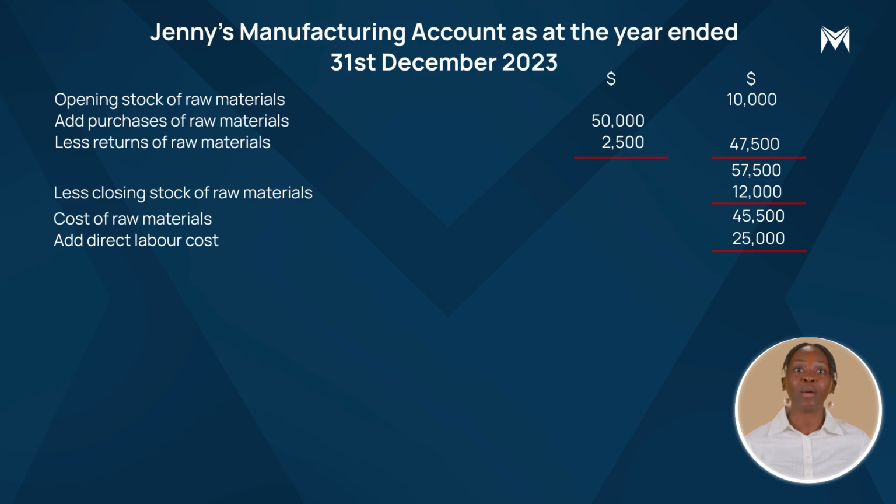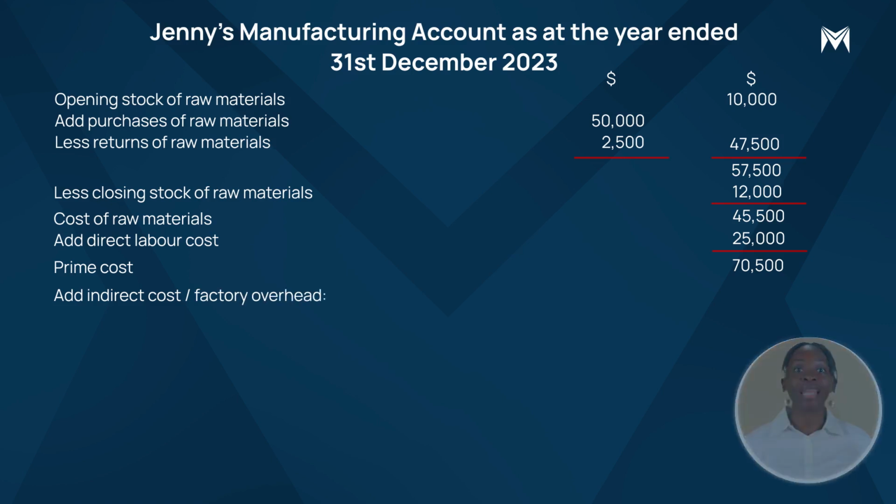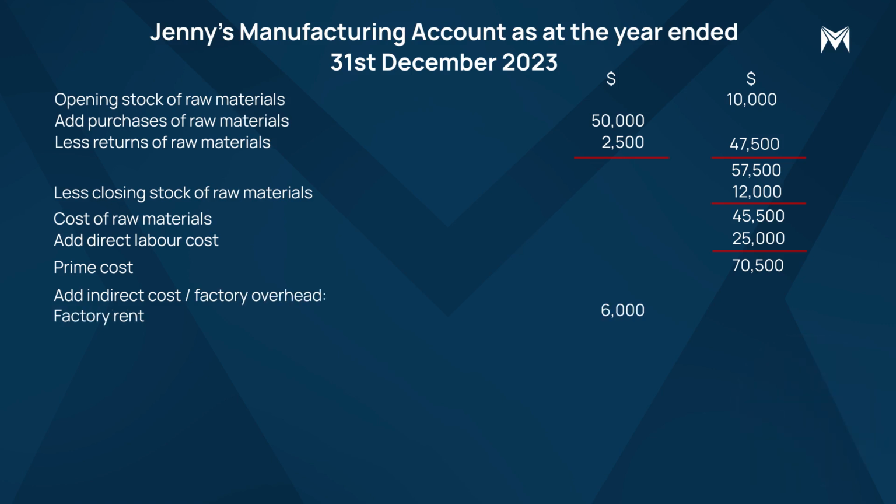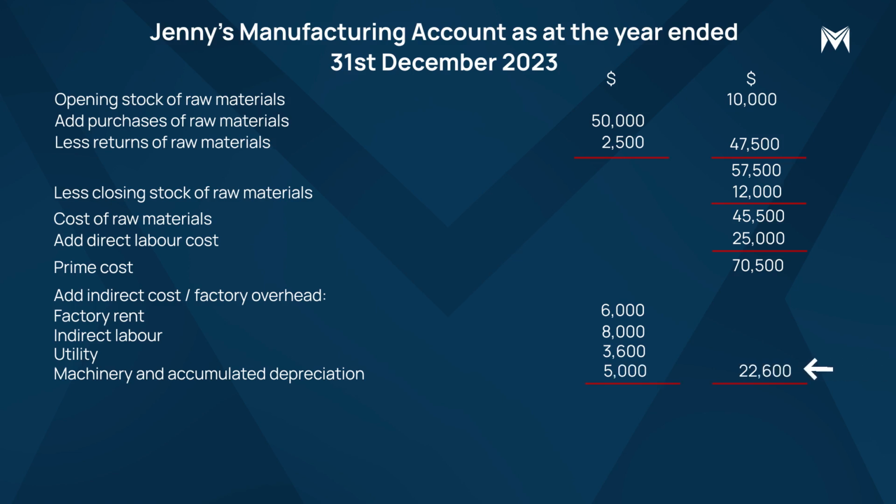Simple enough, right? We add this to our direct material costs to get what we call the prime cost. Since we do not have royalty or other direct expenses, prime cost equals direct materials plus direct labor, which gives us a total of $7,500. Moving on to indirect costs. These are the overhead costs that aren't directly attributable to the production of goods. In our case, Jenny's indirect costs amount to $22,600.